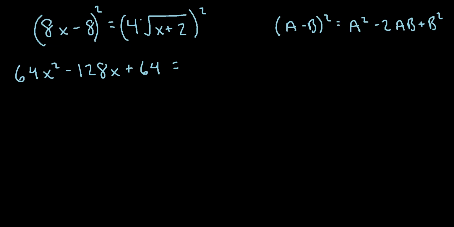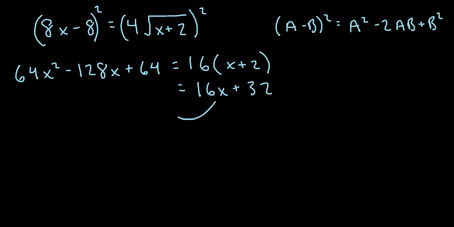And on this right-hand side, we have this quantity squared. So we first have to square this quantity outside of the square root. So 4 squared, that's 16. And then when we square this square root right here, the square root just goes away and we're left with x plus 2. So we can simplify this right-hand side a little bit by distributing this 16. So we get 16 times x plus 16 times 2 is 32.